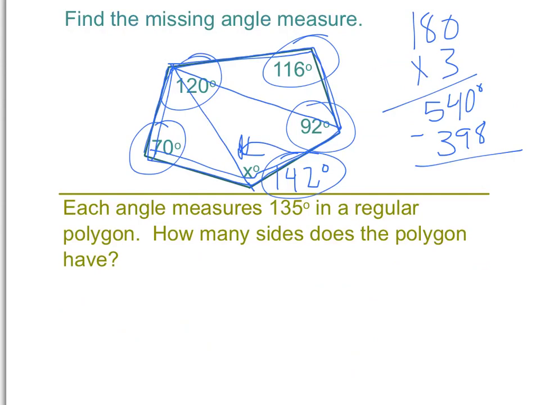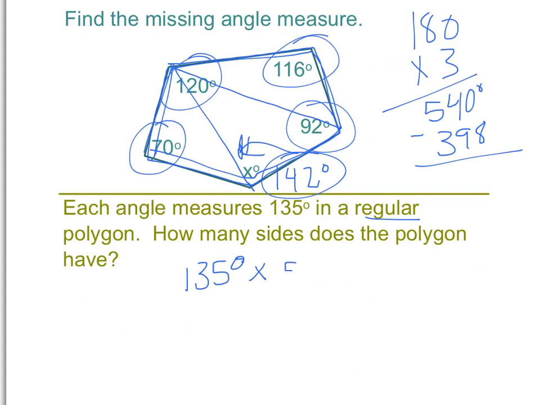Each angle measures 135 degrees in a regular polygon. Remember, that means all the degrees are the same. How many sides does the polygon have? Well, here's what I'm going to do. I'm going to take my 135 degrees and say, okay, let's just kind of guess and check here.